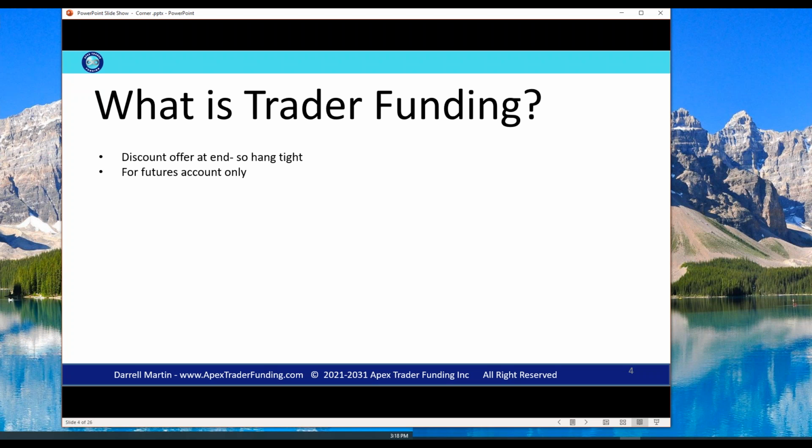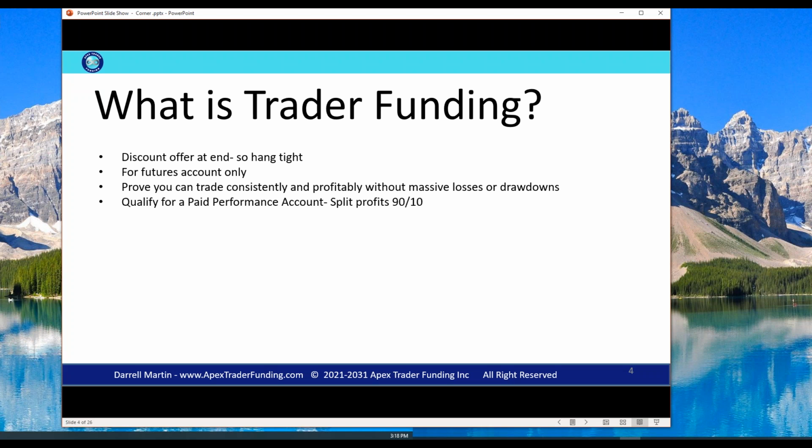Someone asked earlier, can we trade regular stocks? Well, our funding that we offer is only for futures accounts, okay? It's only for futures traders. And it's very simple. Prove that you can trade consistently and profitably without these massive losses or drawdowns like Marcus was talking about, and then qualify for a paid performance account.